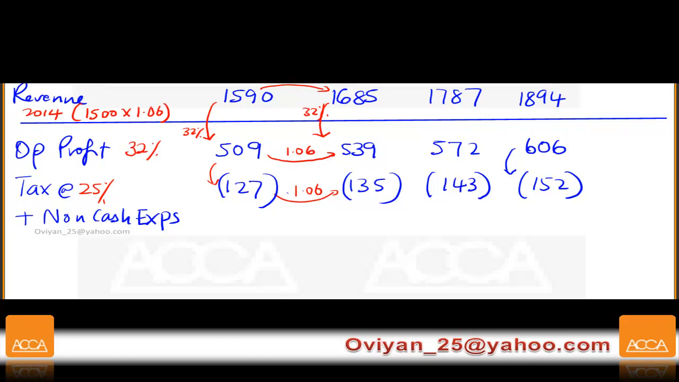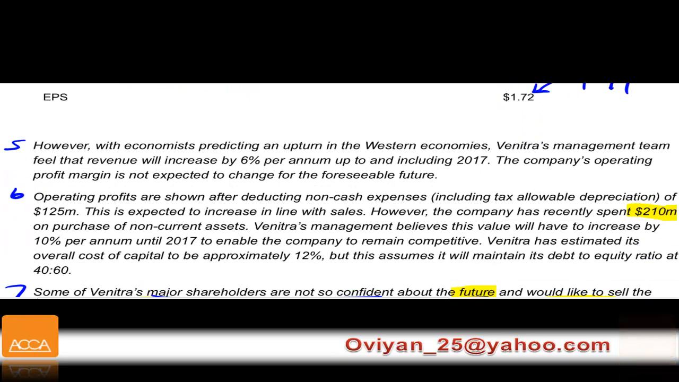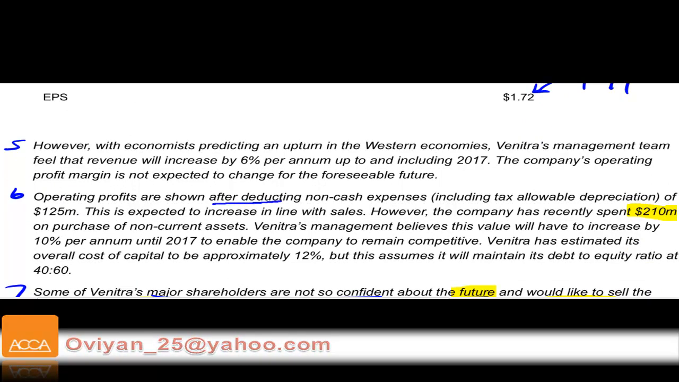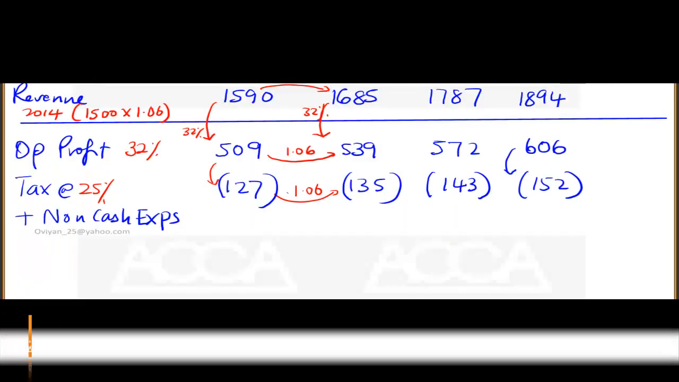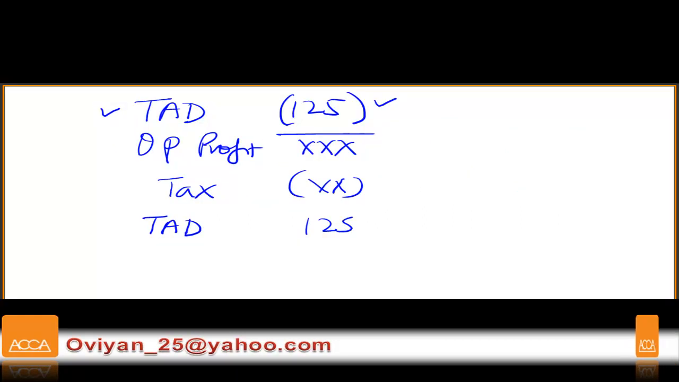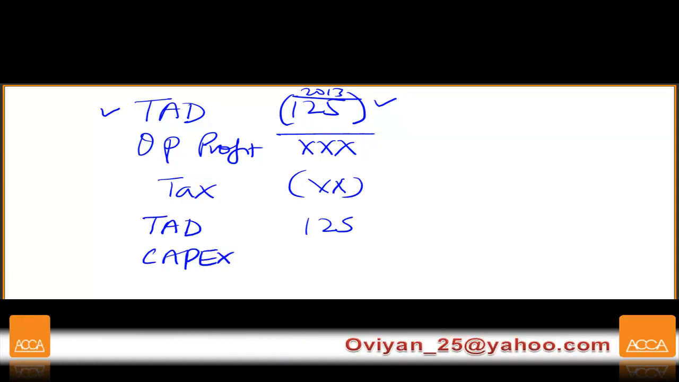Now your operating profit is mentioned in paragraph number 6. It's after deducting non-cash expenses, which is 125 into this term. Okay, so the 125, let me just stick with 125. This is in year 2013. So what the examiner will tell you, there will be a capital expenditure, and there are numerous times they tell us that capital expenditure and the TAD happen to be the same.